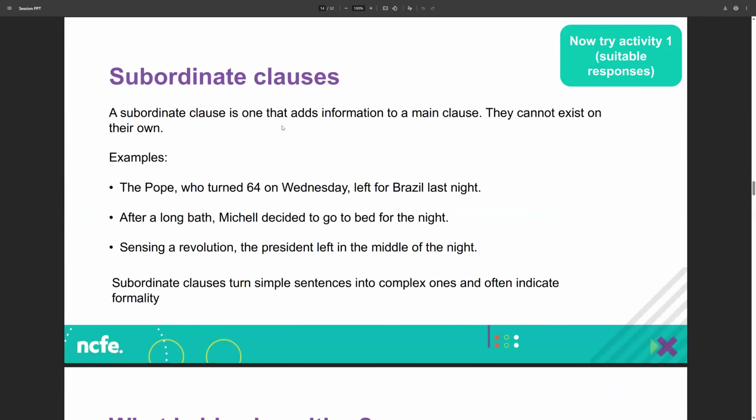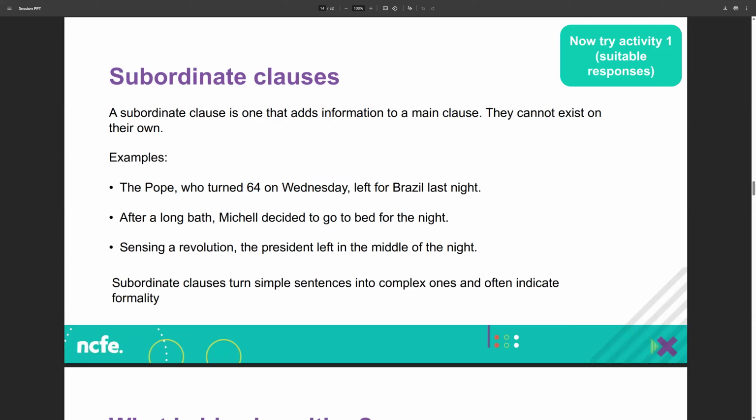Okay. Subordinate clauses. A subordinate clause is one that adds information to a main clause. They cannot exist on their own. "The Pope, who turned 64 on Wednesday, left for Brazil last night." I'm just going to use this sentence as the example, guys. This is the subordinate clause: "who turned 64 on Wednesday". If you got rid of this clause, the sentence would still work: "The Pope left for Brazil last night." That still works grammatically.